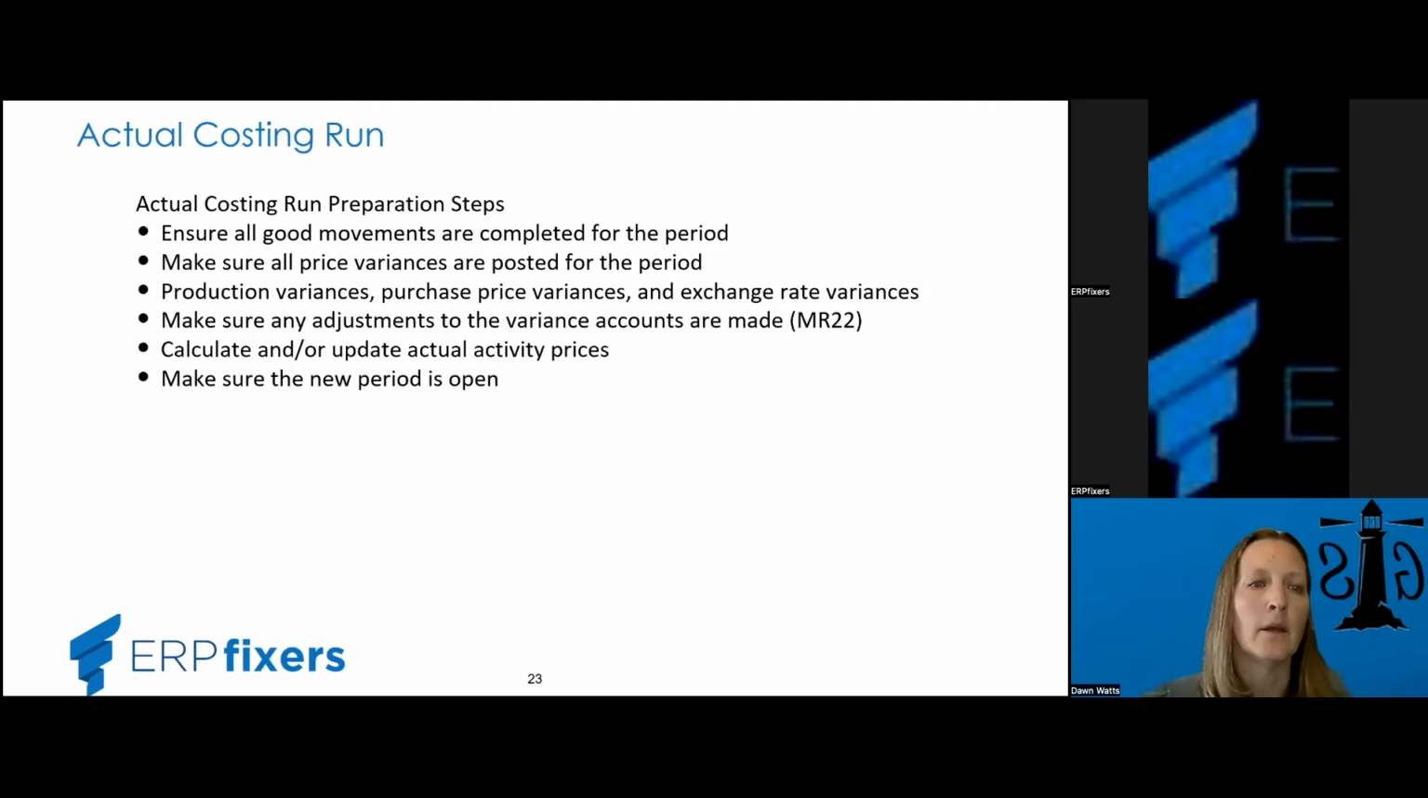And then, making sure that you have all your production variances, all your settlement jobs have been done, everything's ready for actual costing. And then if there's any variance, any adjustments to the variance accounts, that's included as part of the process or before the process. So if you're doing any MR22 adjustments, let's say you go in and you see somebody put in a weird value for a goods receipt and it's really throwing your values off, then you can do an MR22 adjustment to that. And then if you're calculating or updating your actual activity prices, that's part of that as well. And make sure that the new period is open to run the actual costing run.